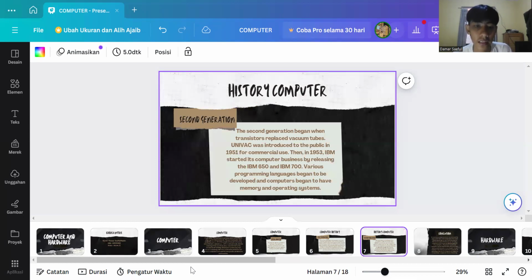So the second generation. The second generation began when transistors replaced vacuum tubes. Univac was introduced to the public for commercial use. Then in 1913, IBM started its computer business by releasing the IBM 650 and IBM 700. Various programming languages began to be developed, and computers began to have memory and operating systems.